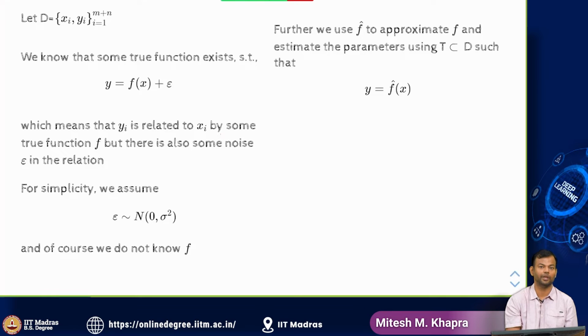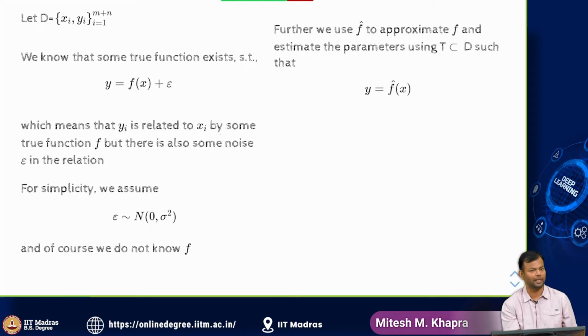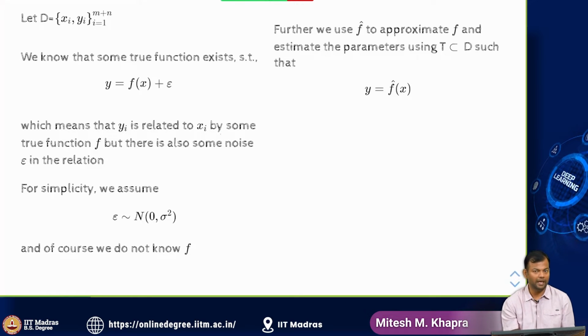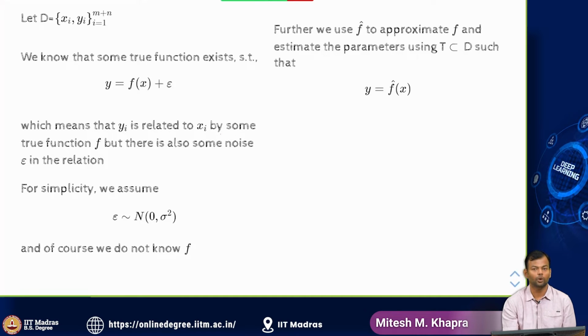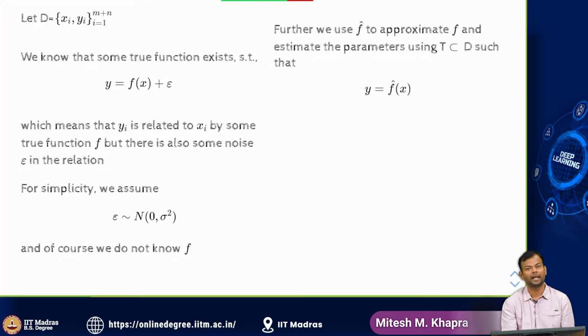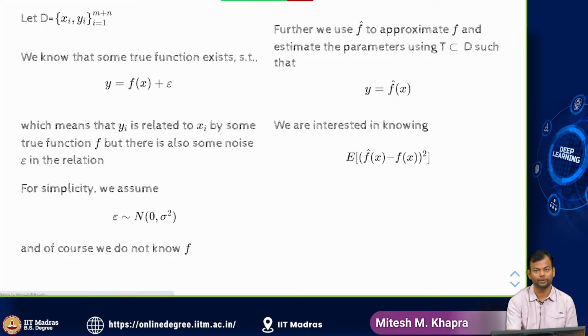Instead of y equal to f of x plus epsilon, which was a true relation, and we did not know f, we have come up with some approximation f hat, and we have freedom in choosing what f hat we want to choose from a family of functions, and we could have different parameters for that.